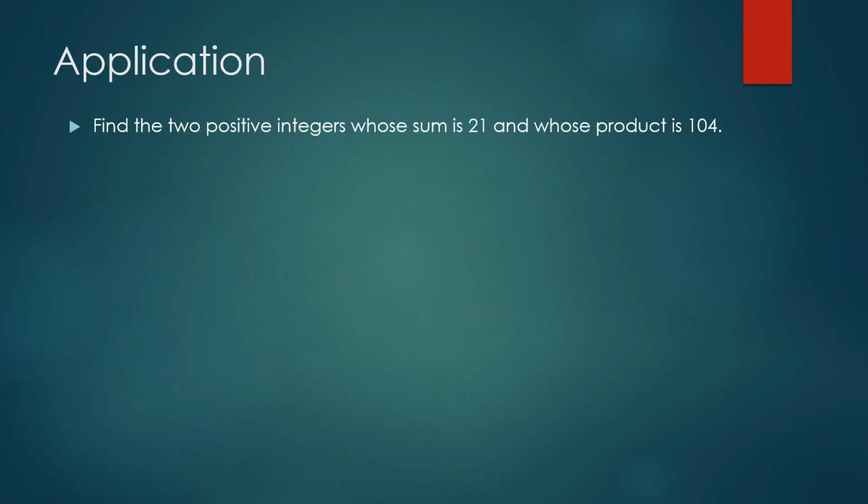Now let's go ahead and talk about an application. So we're going to find two positive integers whose sum is 21 and whose product is 104. Now we need two numbers because we want to find two positive numbers. So we're going to let x be the smaller number, the smaller positive number.